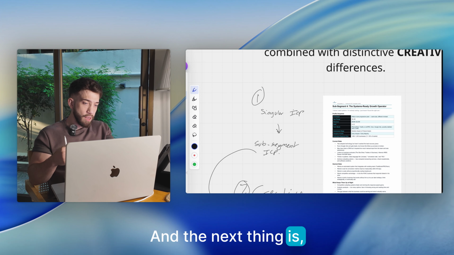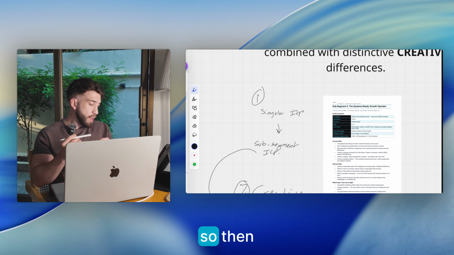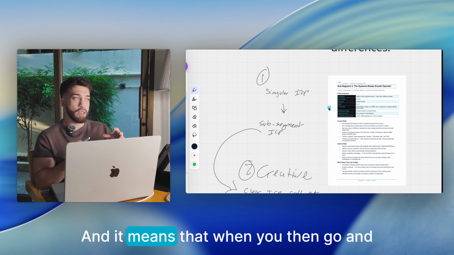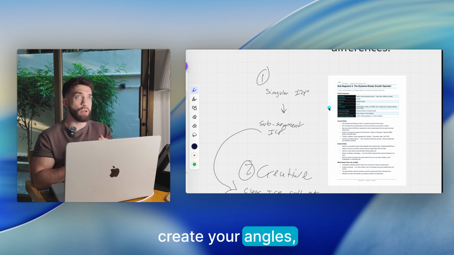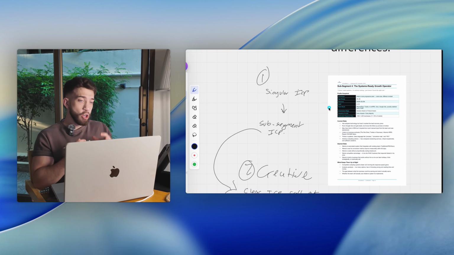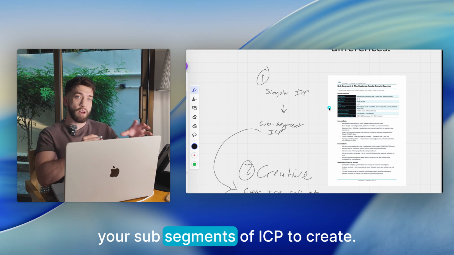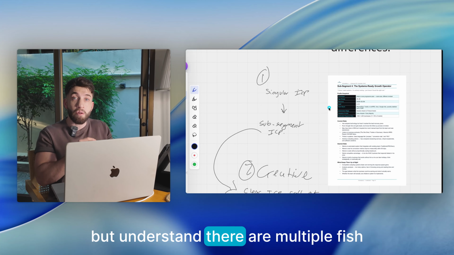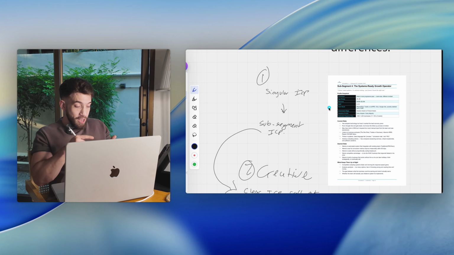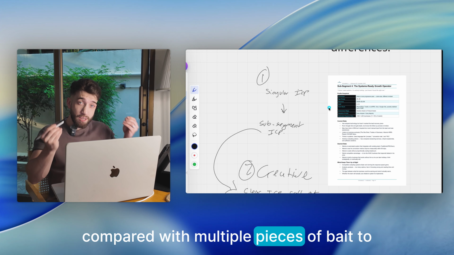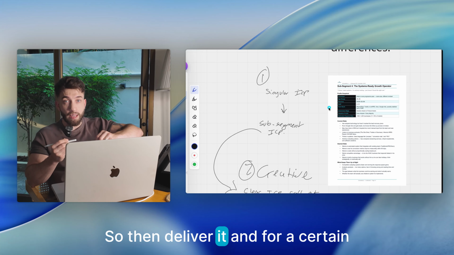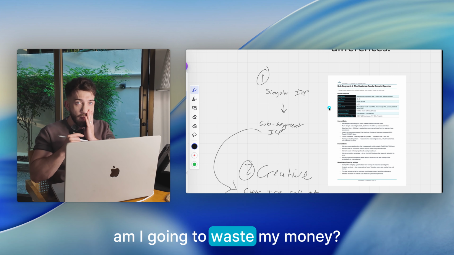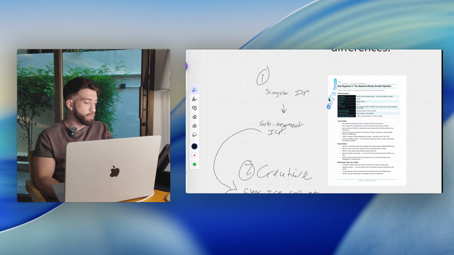And the next thing is, with this, you're going to take the AI, and it means that when you go and create your angles, you have unlimited amounts of content using your sub-segments of ICP. Not only create, but understand there are multiple fish in the ocean, so come prepared with multiple pieces of bait to test them, and to deliver it for a certain amount of time without wasting ad spend, so you know, like, am I going to waste my money? No, because it's for 4 days, right?